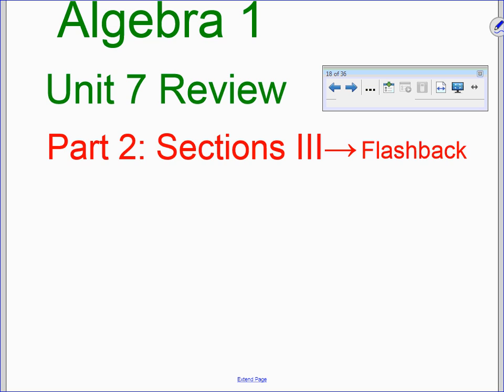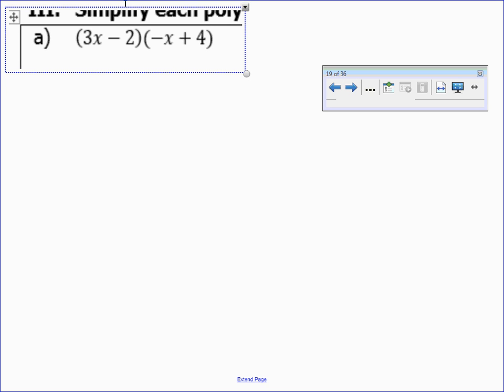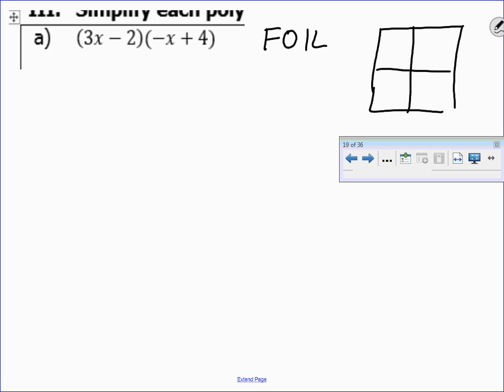So, the first question, section 3 says simplify each polynomial by multiplying or dividing. So what we need to do is multiply this out. You've probably been taught a few different ways to do these by your teachers, either by foiling or doing the Punnett square. And I will demonstrate both.